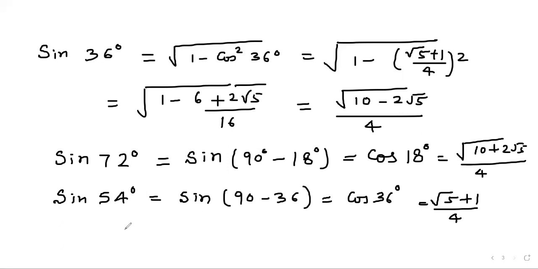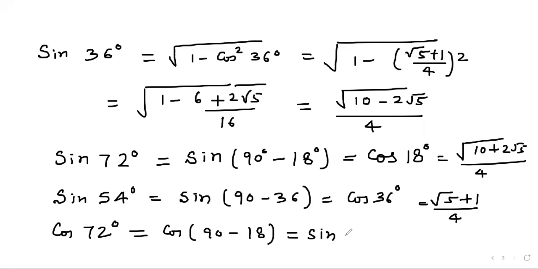Now, cos 72 degree is cos 90 minus 18, that is sine 18 degree. And we know sine 18 is root 5 minus 1 divided by 4.